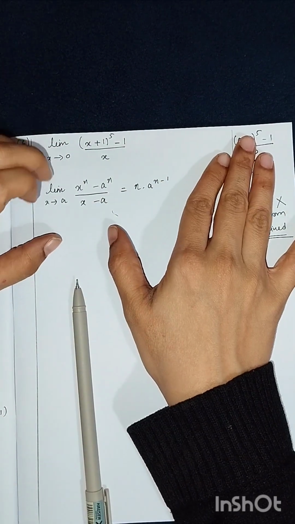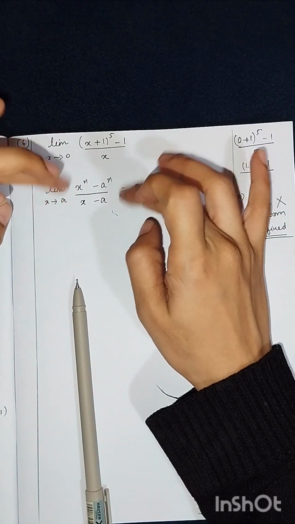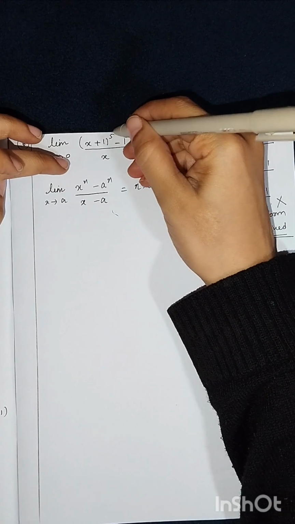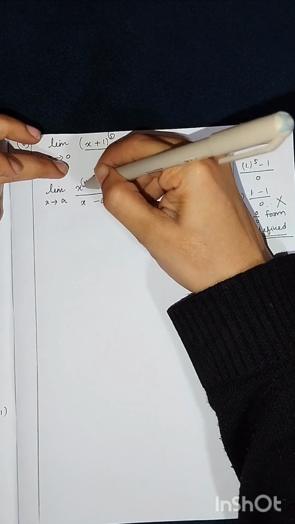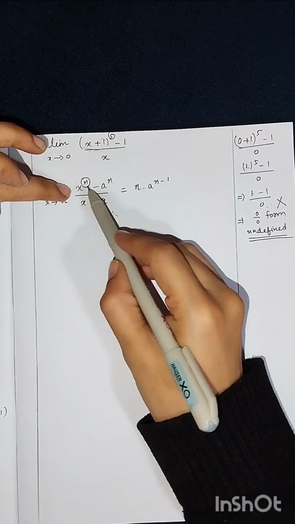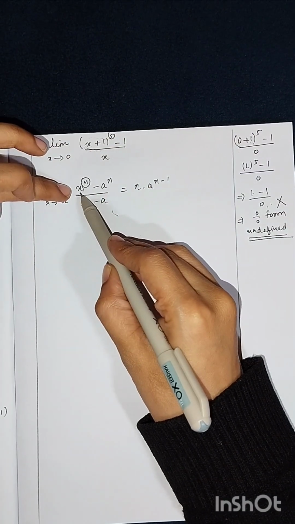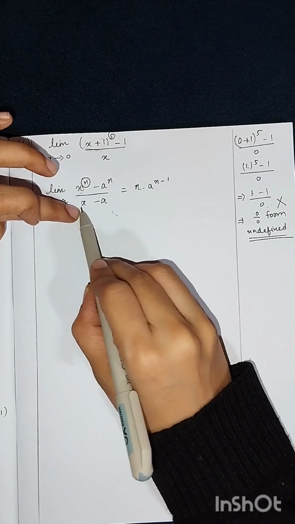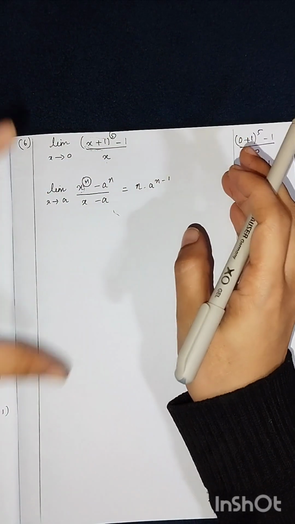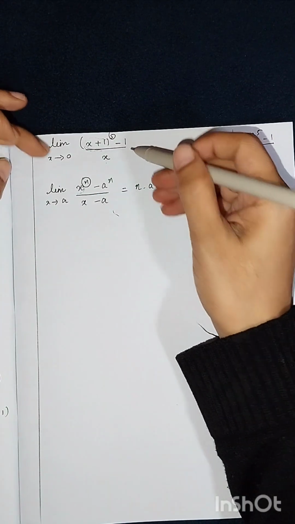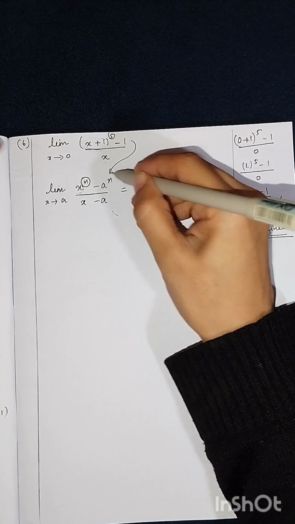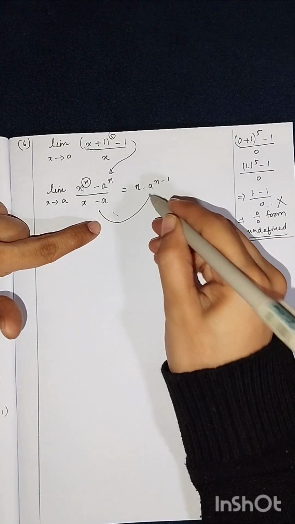But this is not directly given here, though they have given the value of n as 5. Here it is binomial x plus 1, but in the formula it is monomial x, correct? And in the denominator we have binomial x minus a, but here we have just one single variable. Now our duty here is to shift this question or change the question into this format so that we can apply the solution.